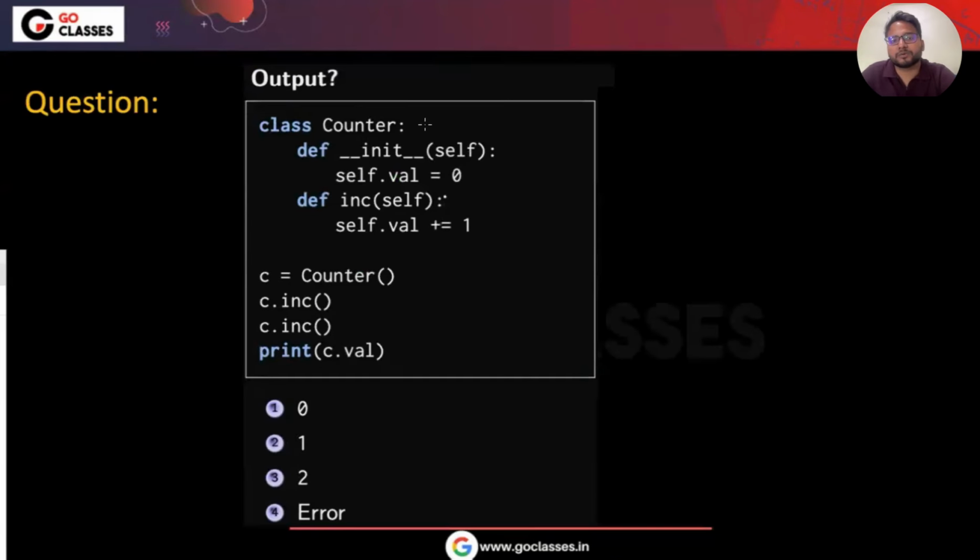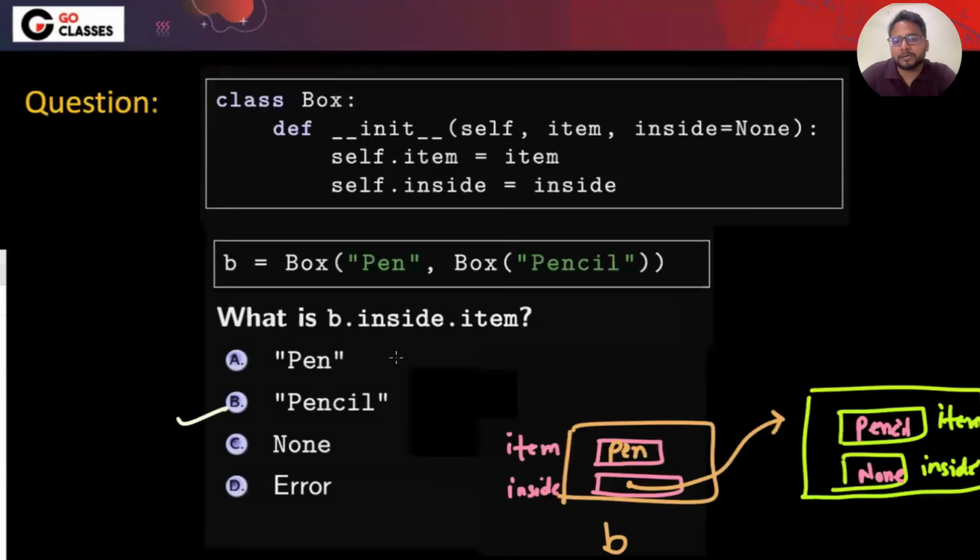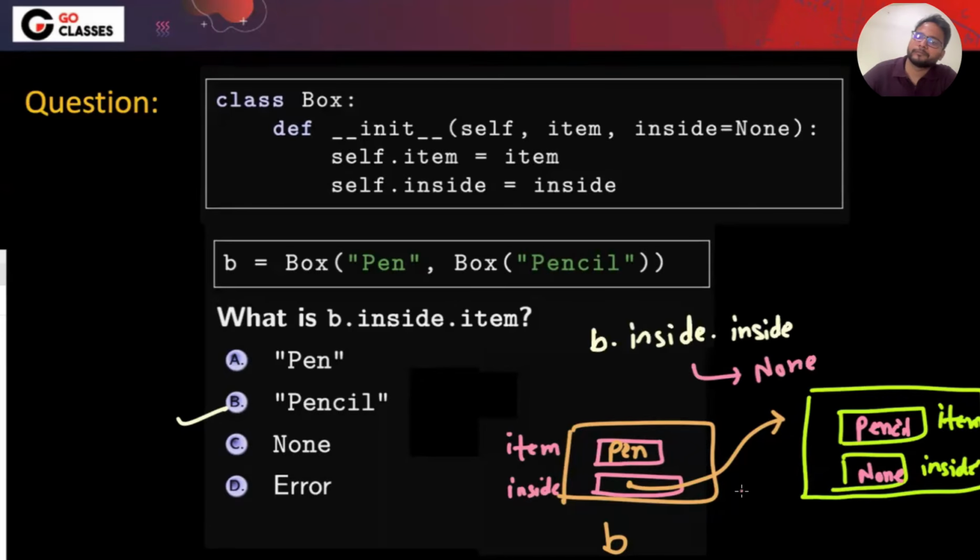Okay. Now let's see this question. I hope that is fine. See, b dot item is pen. b dot inside dot item is pencil. Can you tell me what is b dot inside dot inside? It is None, right? Why? Because this is None.